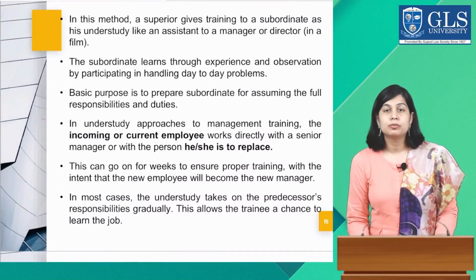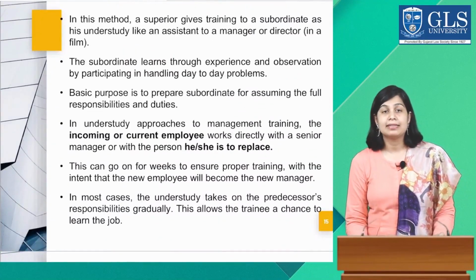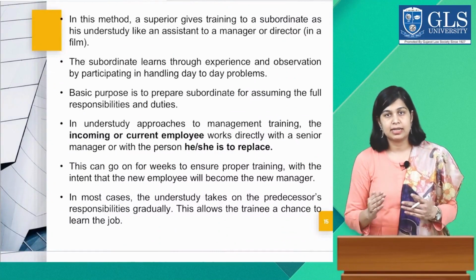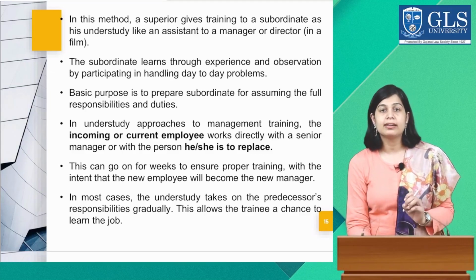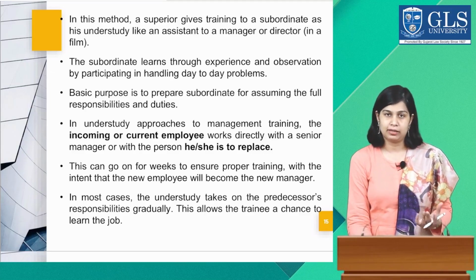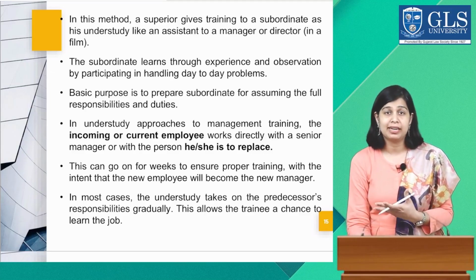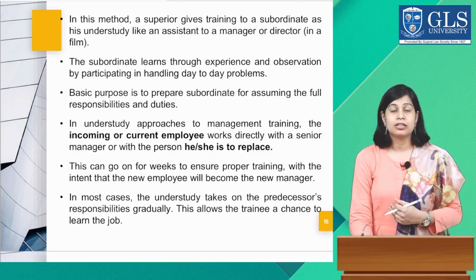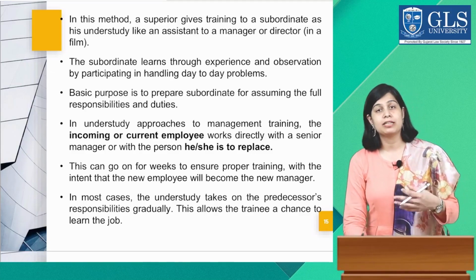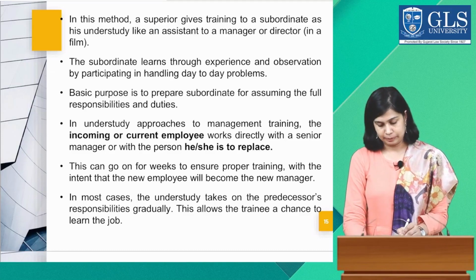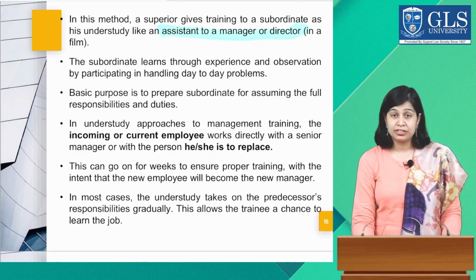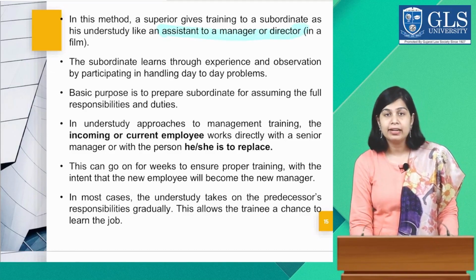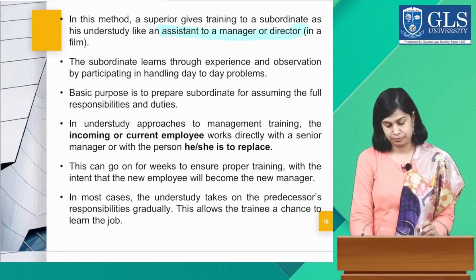In this method, a superior gives training to a subordinate as his understudy. As I said, it is like studying directly under someone. So it is an understudy, like an assistant to a manager or director in a film. You would have heard of this term, director, assistant director. So the assistant director learns from the experience of the main director. The subordinate learns through experience and observation by participating in handling day-to-day problems.